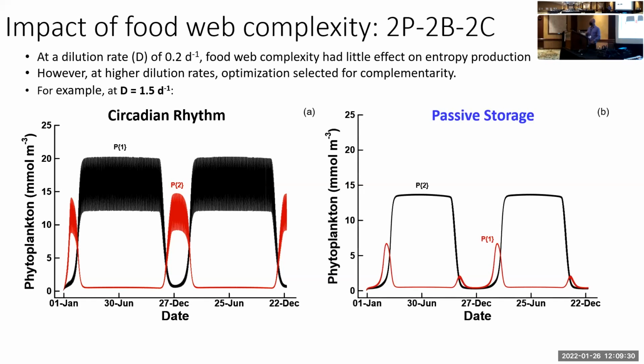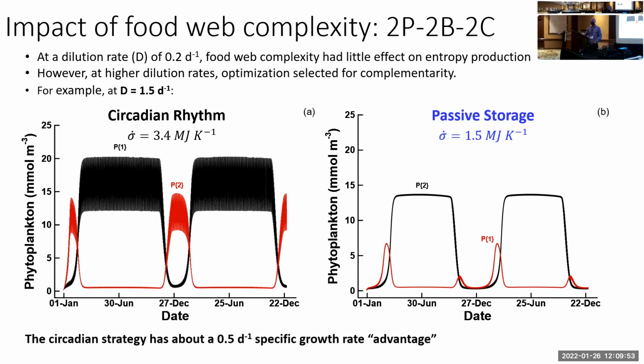If you compare that to the passive storage, what you find is that it's similar in form, but the phytoplankton concentrations are lower, and that winter species is almost getting washed out of the system. And the interesting difference here is when you're looking at total dissipation. In this case, the circadian rhythm is dissipating twice the amount of energy than the passive storage. And if you actually run at different dilution rates, you find that the circadian rhythm gives you a specific growth rate advantage of about 0.5 per day. So as you start to push the system, having the ability to reallocate resources in a circadian clock way definitely benefits both in terms of energy dissipation as well as the dominance of the phytoplankton.